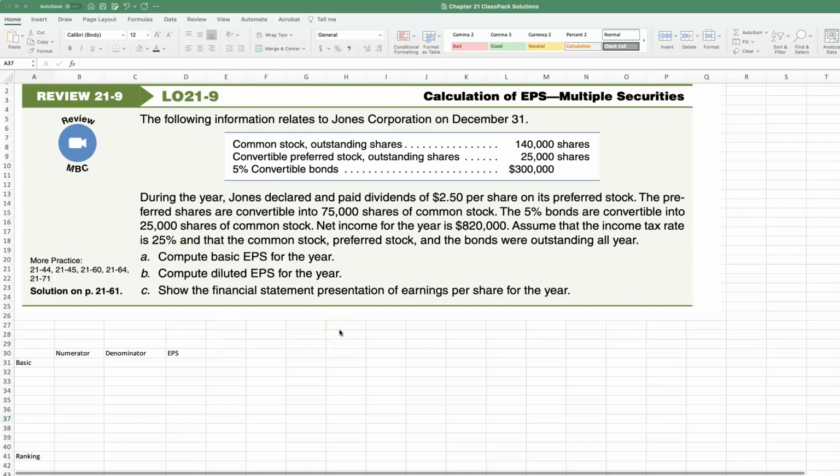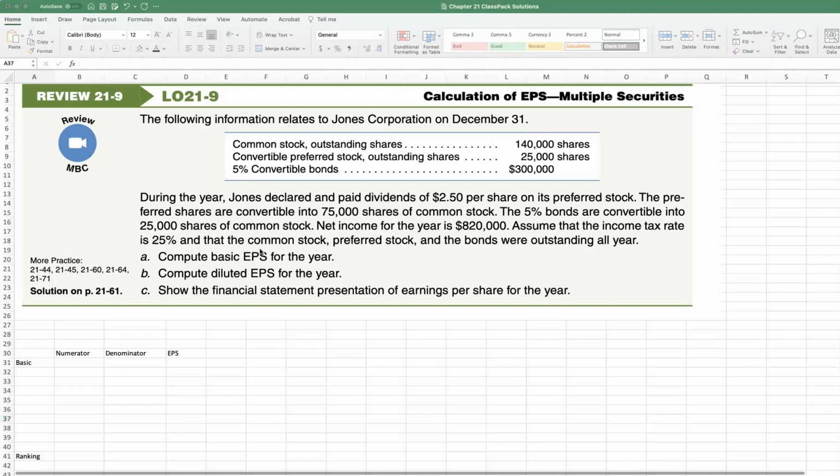All right, I pulled this example from the book to help you understand what to do with multiple securities. The only two securities they're giving us in this problem are convertible preferred stock and 5% convertible bonds. So when you're reading a problem, the first thing you have to say is, how many of these instruments are convertible? Because it could have non-convertible preferred stock in it as well.